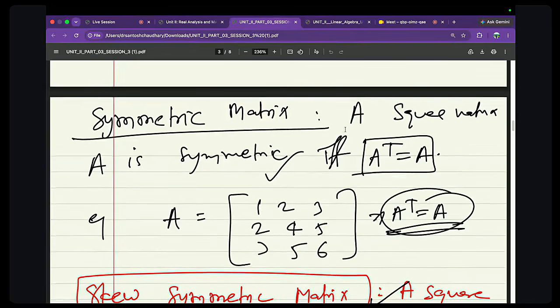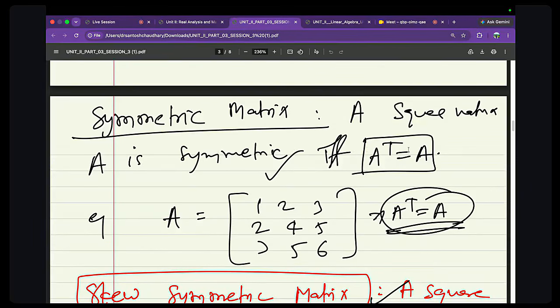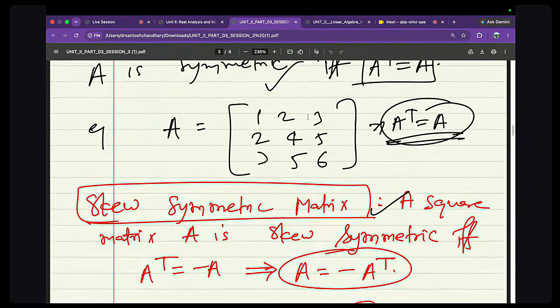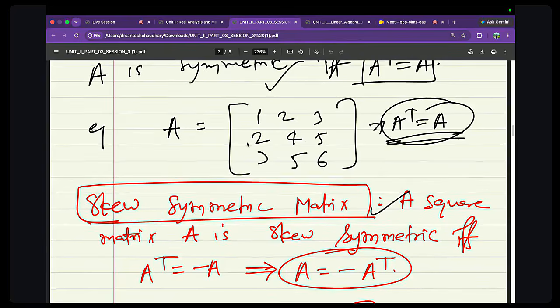So what is a symmetric matrix? A square matrix A is symmetric if and only if A transpose is A, like this. You can see the first row and first column are the same, the second row and second column are the same, the third row and third column are the same. So when you take the transpose, meaning you interchange rows and columns, it gives you the same matrix, and that's why it is a symmetric matrix.